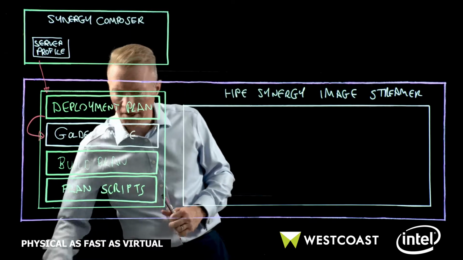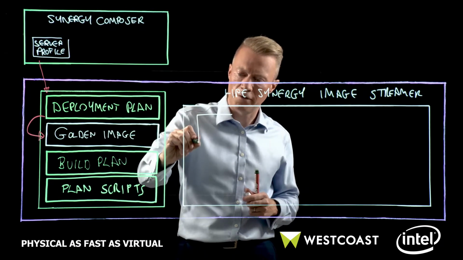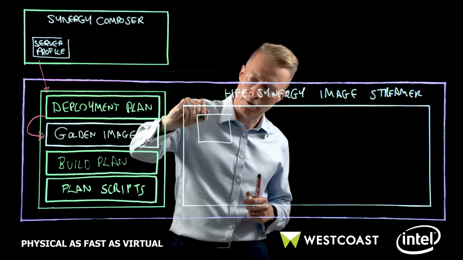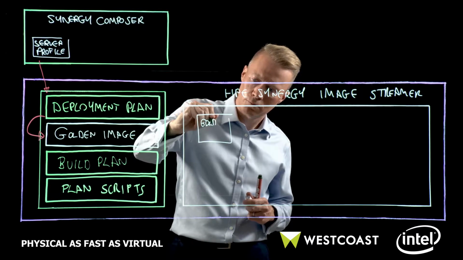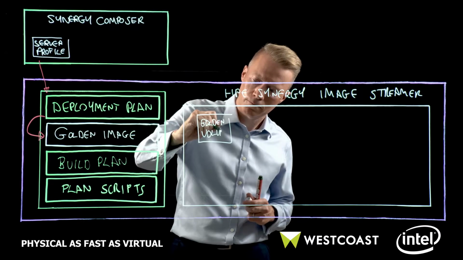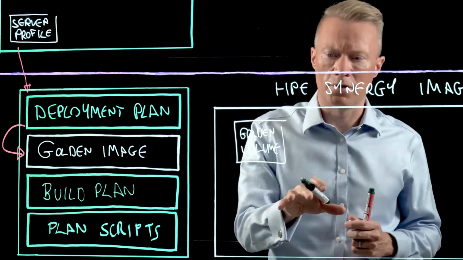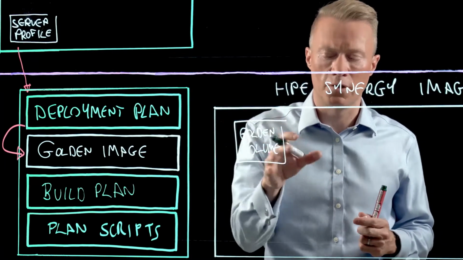That golden image has an associated golden volume, which is the actual boot device. So let's call it a golden volume. Now, of course, what you want to have is multiple different things to boot off if you're doing multiple servers. You don't just want to do this one at a time.